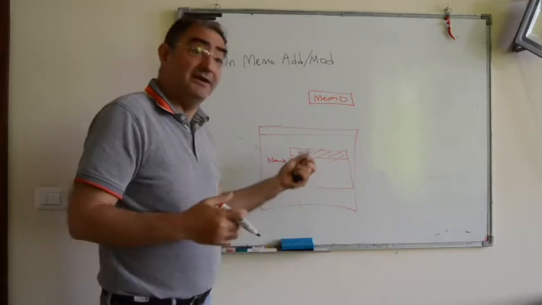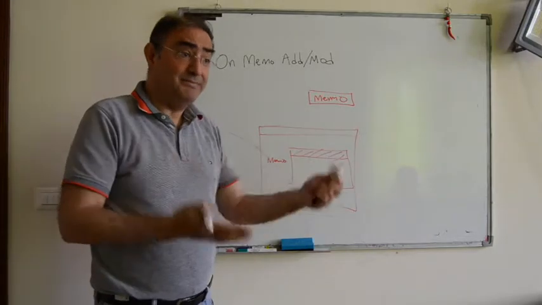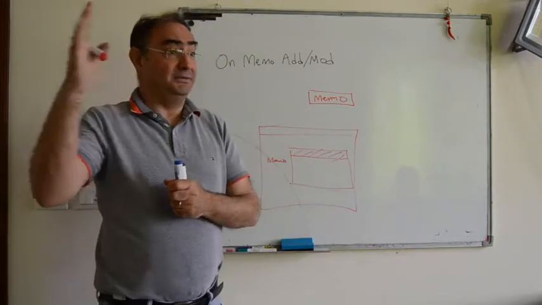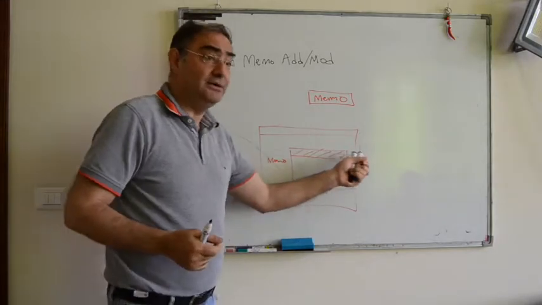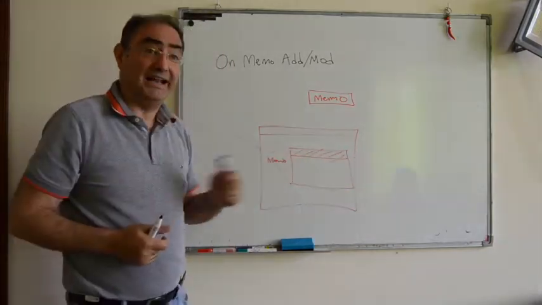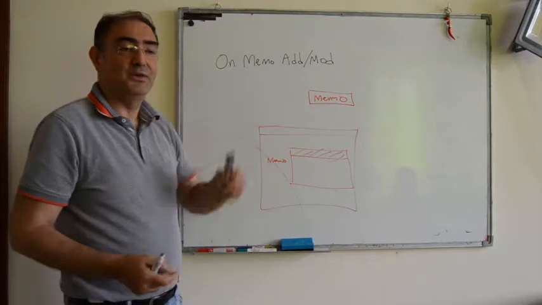So you run a function that's called set memo toolbar. The set memo toolbar would show you options, what toolbar you want to display, and I will display the toolbar that you selected on this memo. When do you run that? On memo add modify.